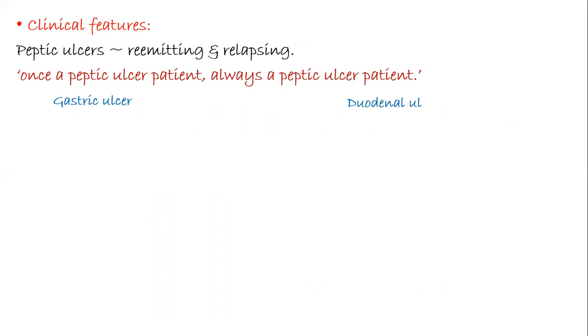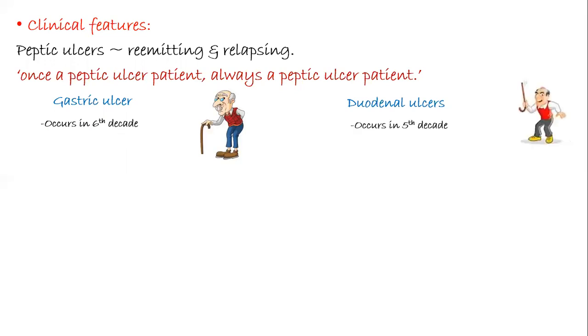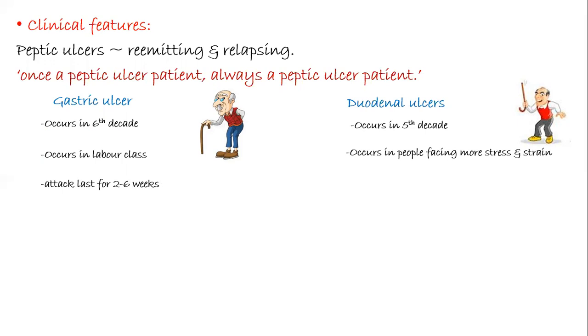We'll see a comparison of the clinical features of gastric ulcer and duodenal ulcer. Gastric ulcers occur in the 6th decade of life, whereas duodenal ulcers occur in the 5th decade of life. Gastric ulcers occur in the labor class. Duodenal ulcers occur in people facing more stress and strain, so we can say it occurs in the executive class. Gastric ulcer attacks last for 2 to 6 weeks, whereas duodenal ulcer attacks occur by work, worry, and weather.